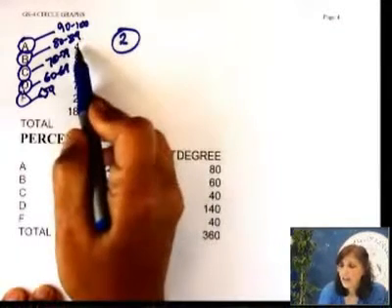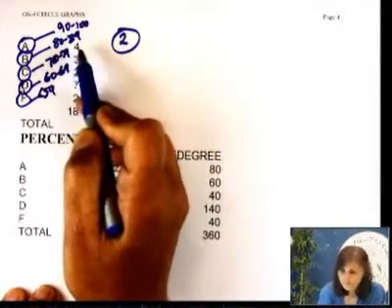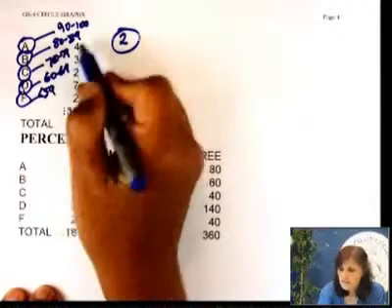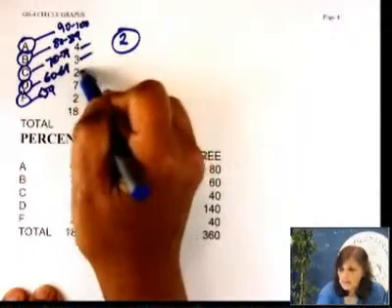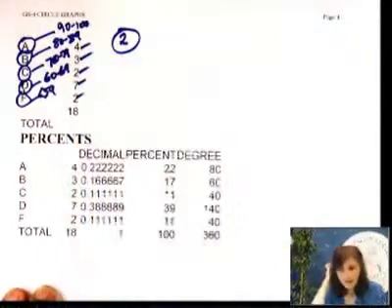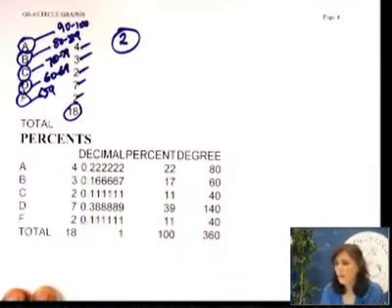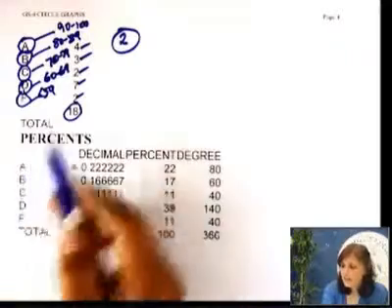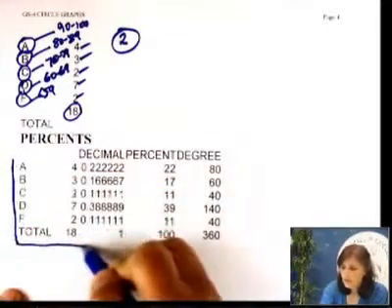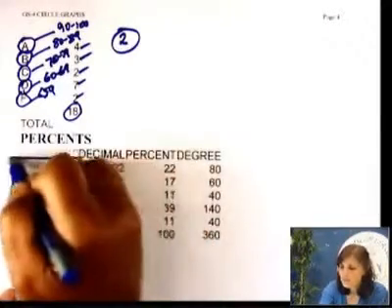Then I went and I counted how many kids got A's, B's, C's, D's, and F's. And I have a total of 18 students in the class. Then I went and I put that in a table. Here's my total, and here's my number of students.